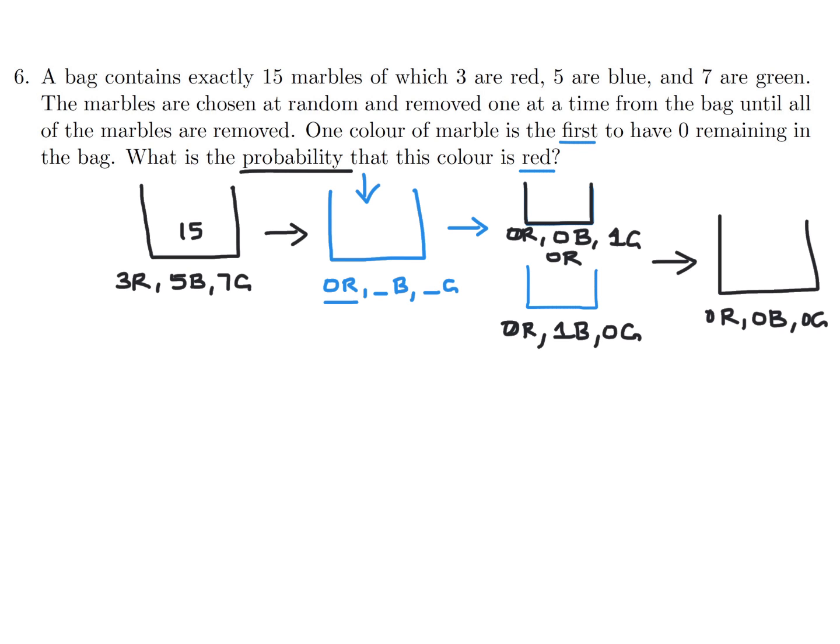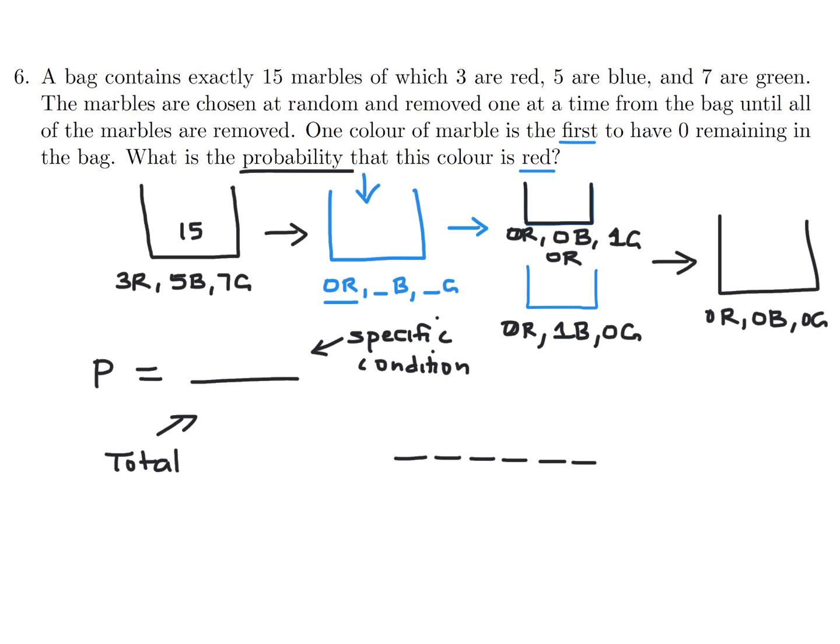So what they're asking for is a probability. Probability questions are usually a fraction. The bottom, the denominator, is the total, and the numerator is our specific condition. So first, let's talk about what the total is. The total is from 15 different ways. Let's see, 1, 2, 3, 4, 5, 6, 7, 8, 9, 10, 11, 12, 13, 14, 15.